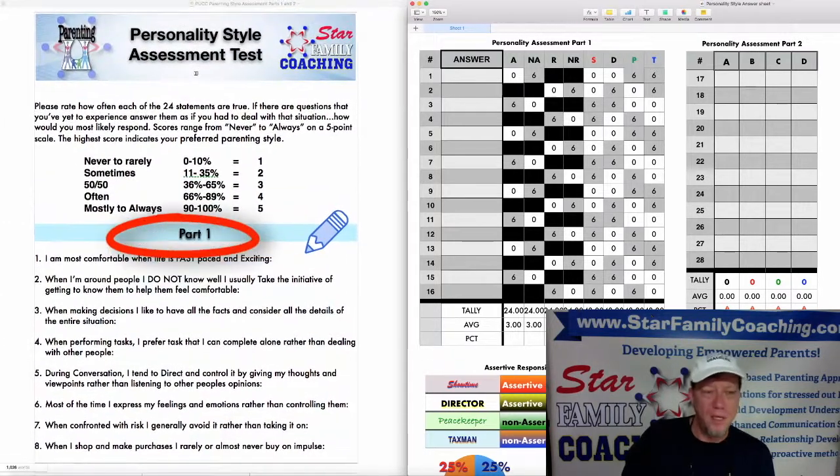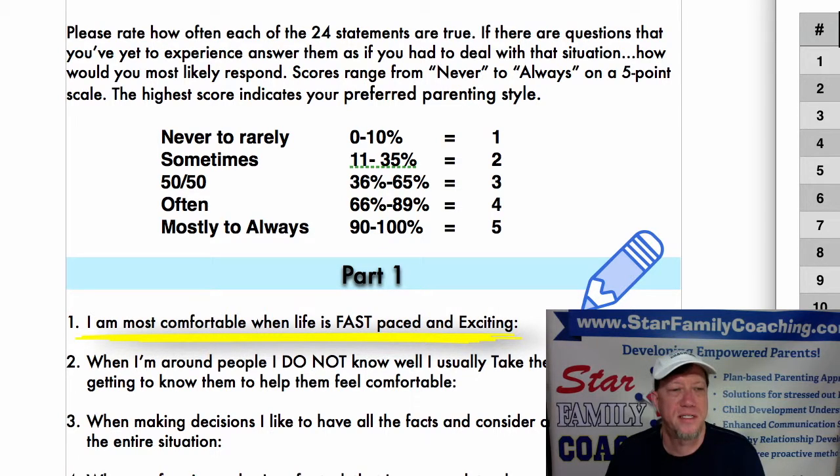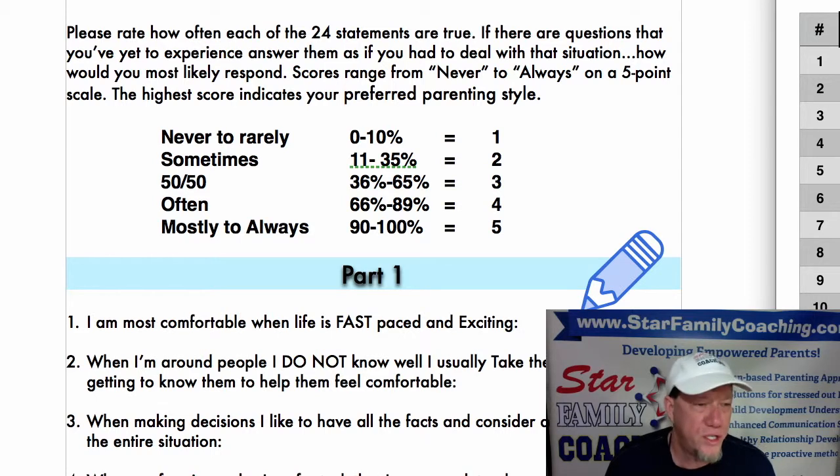Basically, part 1 is going to be determined on a 1 to 5 ratio. Okay, so let's just answer the first question together so you can get an idea, as an example, of how this test is going to take place. The first question, or actually statement, is: I am most comfortable when life is fast-paced and exciting.